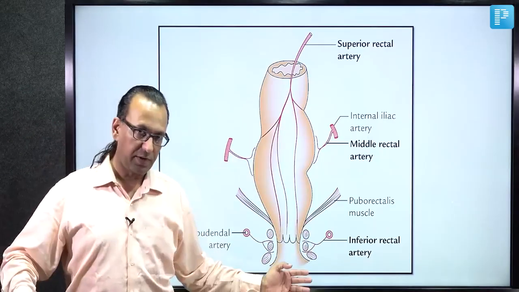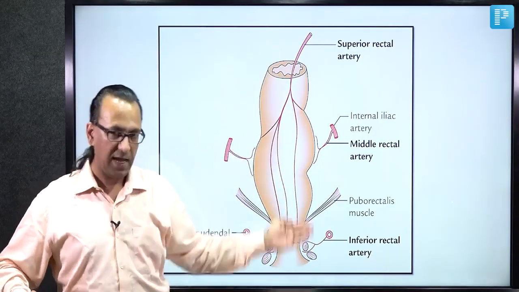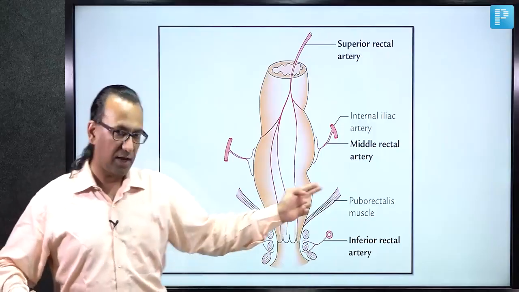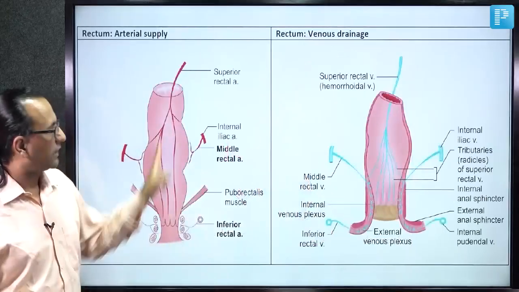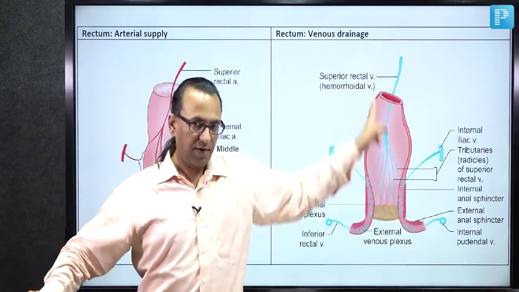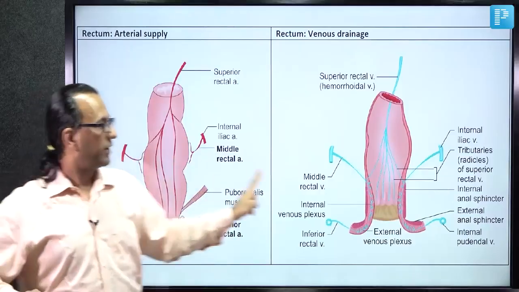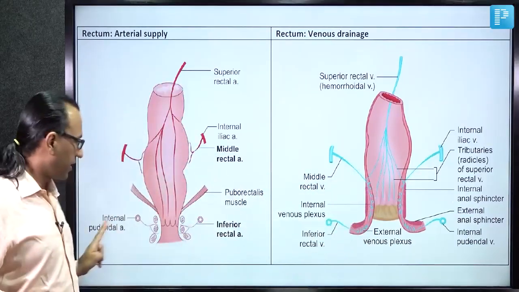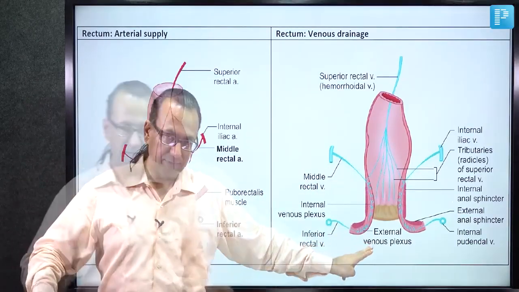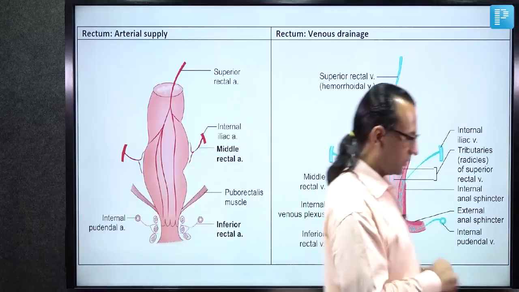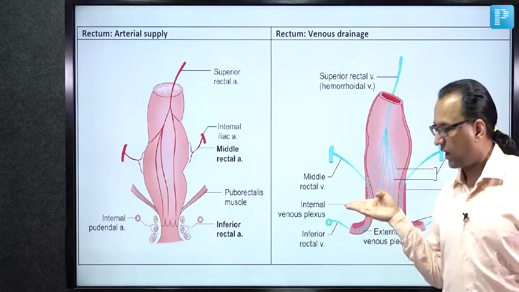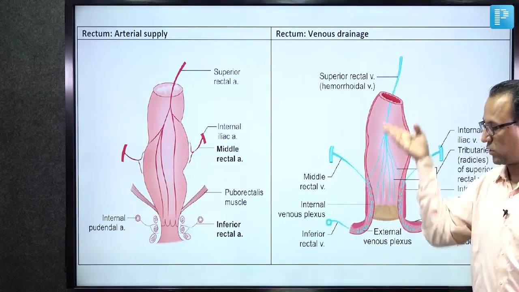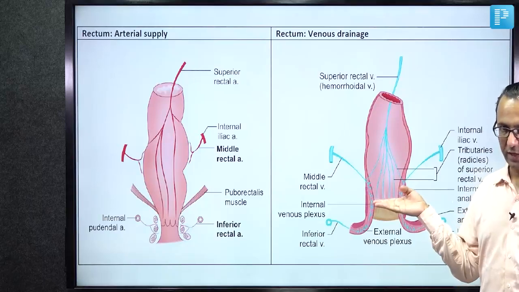The veins follow the artery, so they usually have the same name. Let us look at the diagram for the veins as well. As we can understand, superior rectal artery, superior rectal vein. Middle rectal artery, middle rectal vein. Inferior rectal artery, inferior rectal vein. As you can see now, this is the dentate line or the pectinate line. It is the portosystemic anastomosis area.